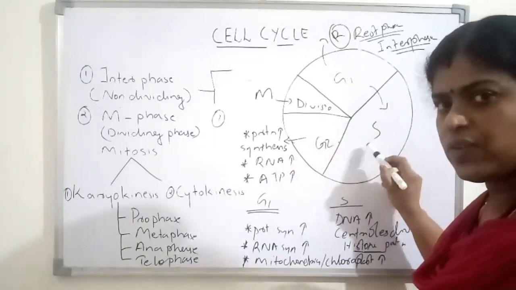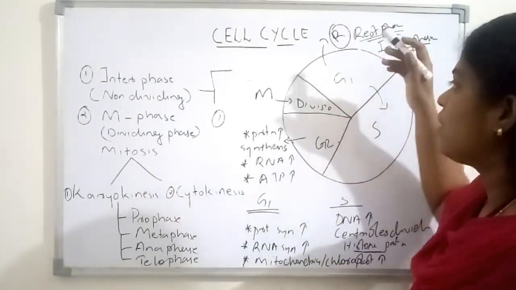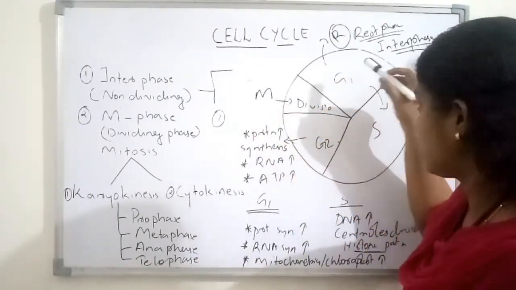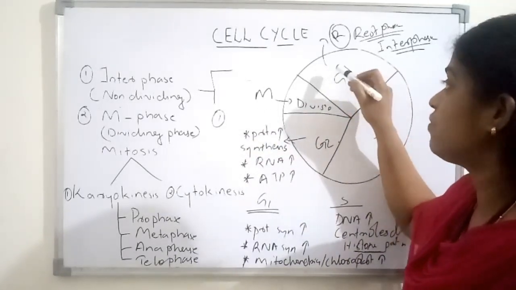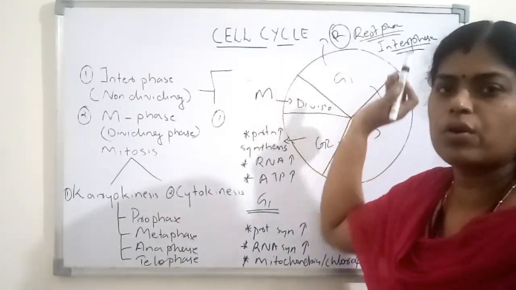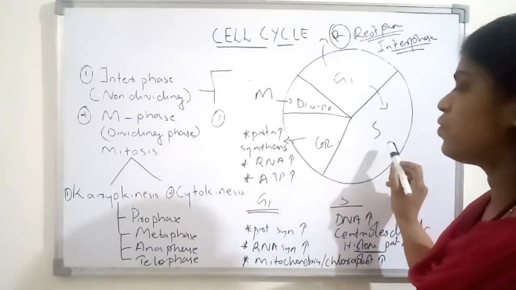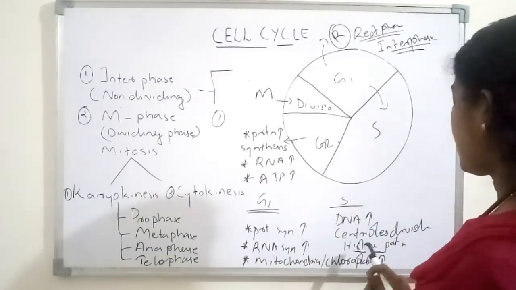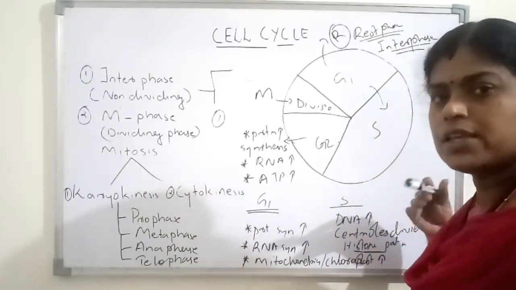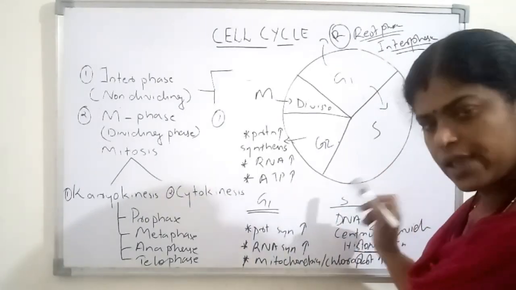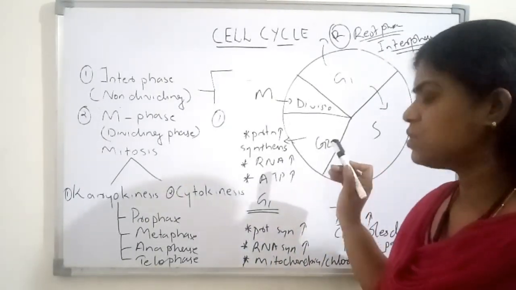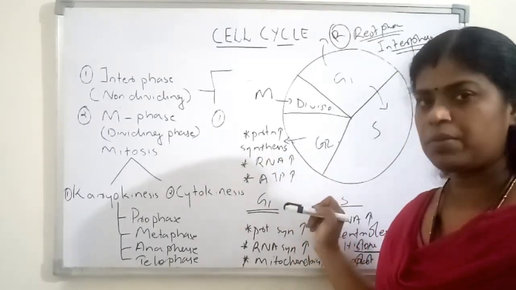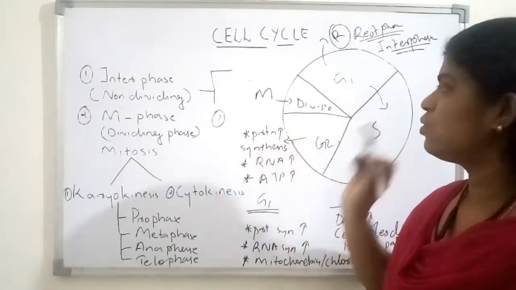Normally it will go to the S phase. In some cases the cell which entered the G1 phase will withdraw from the cell cycle and go to the rest phase. Otherwise it will move to the S phase. In S phase the synthesis of DNA is taking place, and the centriole division and histone protein production are also taking place. After that it will enter into the G2 phase. Here also the protein synthesis, RNA synthesis and ATP production will be there. And afterwards it is entering into the M phase.